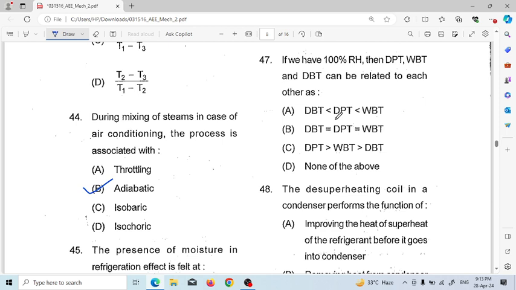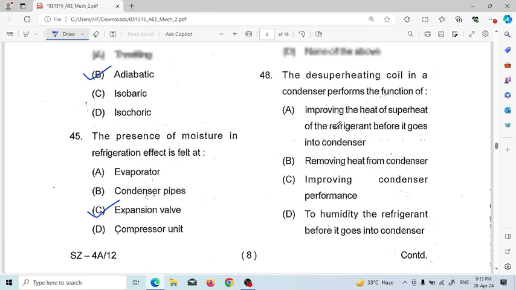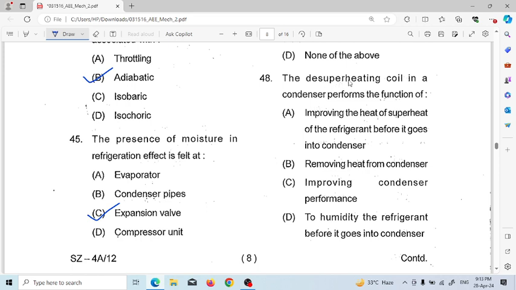Next question number 47. If you have 100% relative humidity, then dry bulb temperature, dew point temperature and wet bulb temperature can be related as follows. At 100% relative humidity, dry bulb temperature, dew point temperature and wet bulb temperature all are equal. Option B is the correct answer. Next question number 48. The desuperheating coil in a condenser performs the function of improving the condenser performance. Option C is the correct answer.